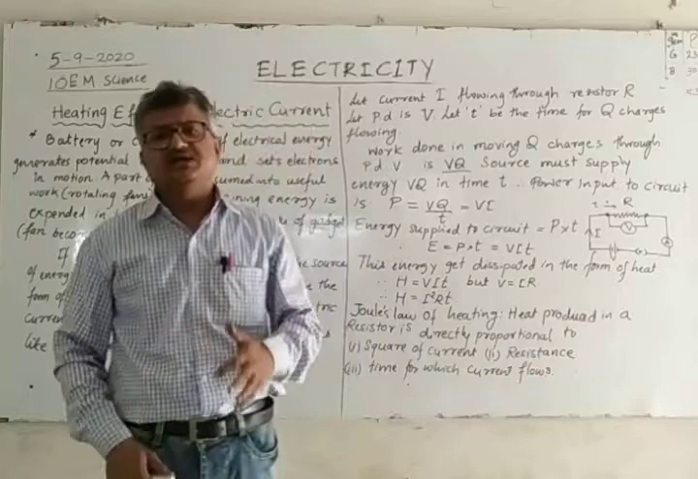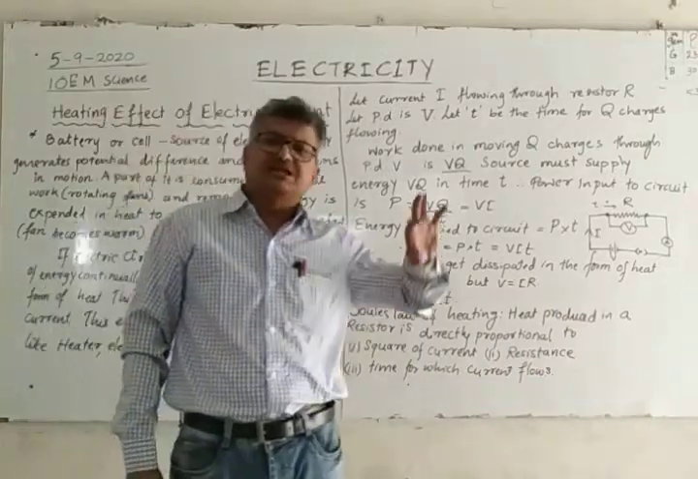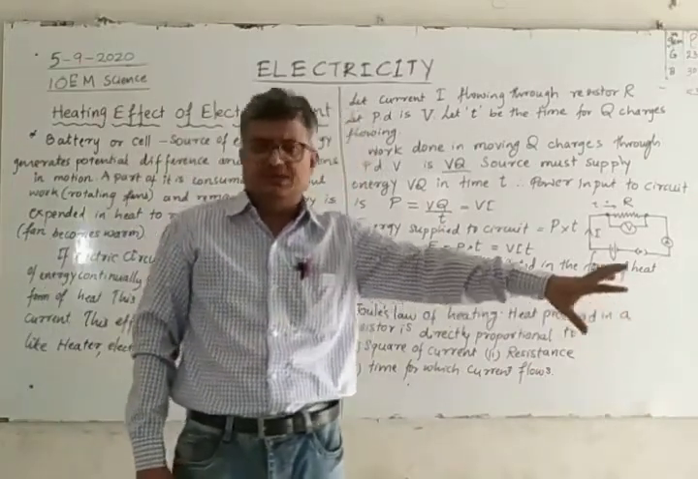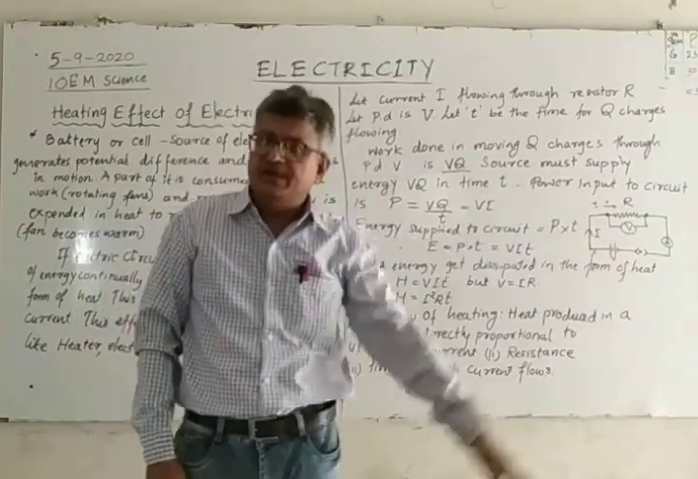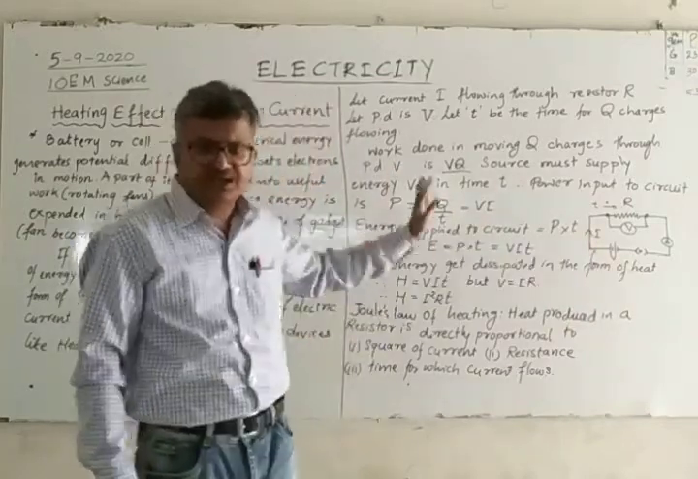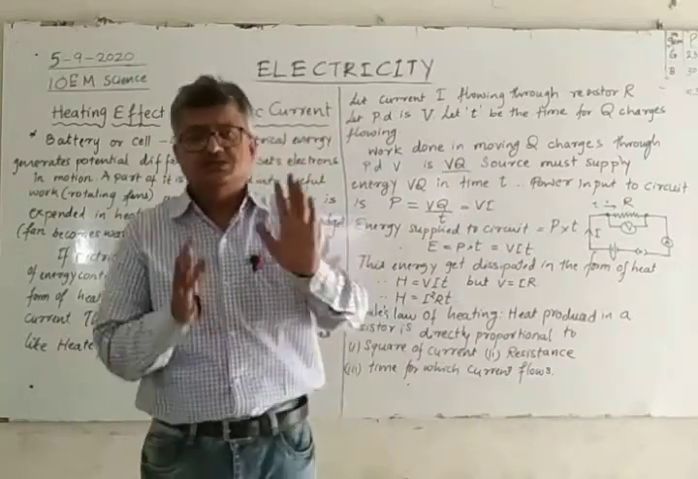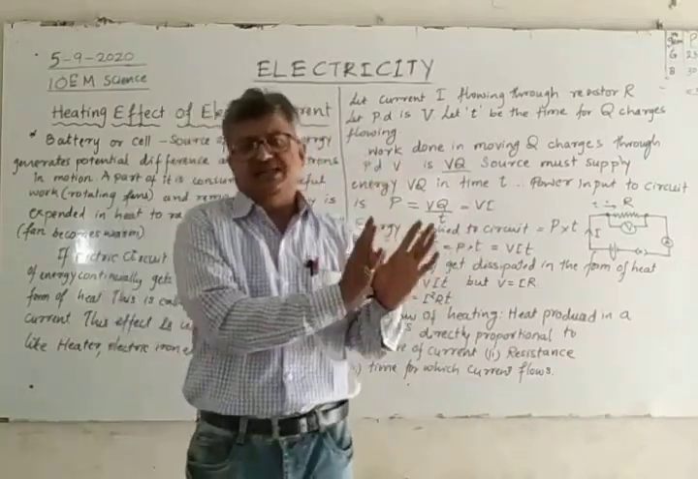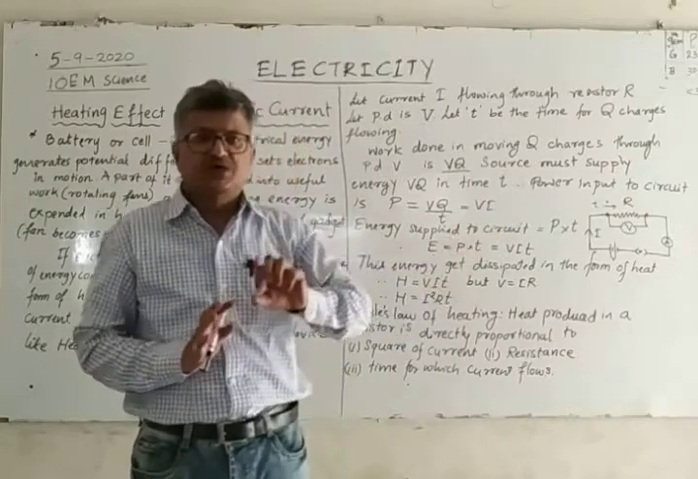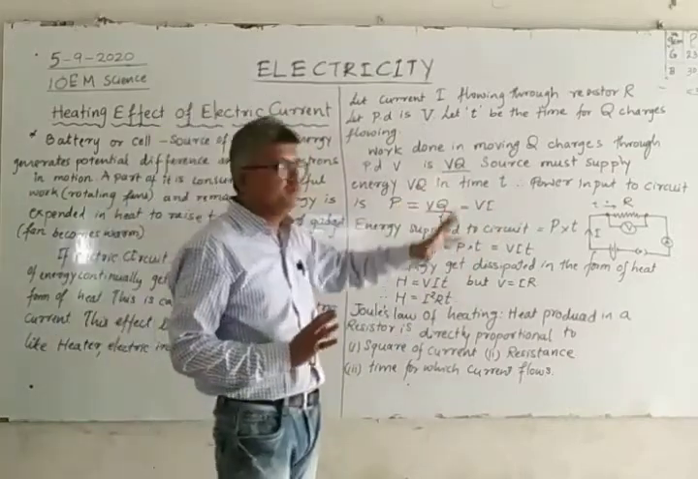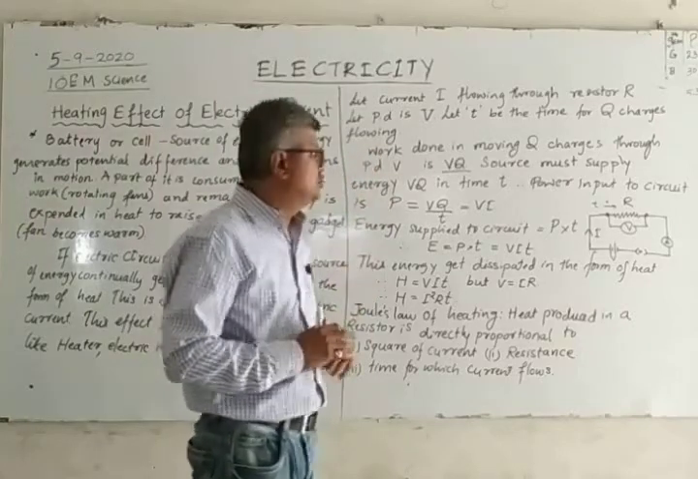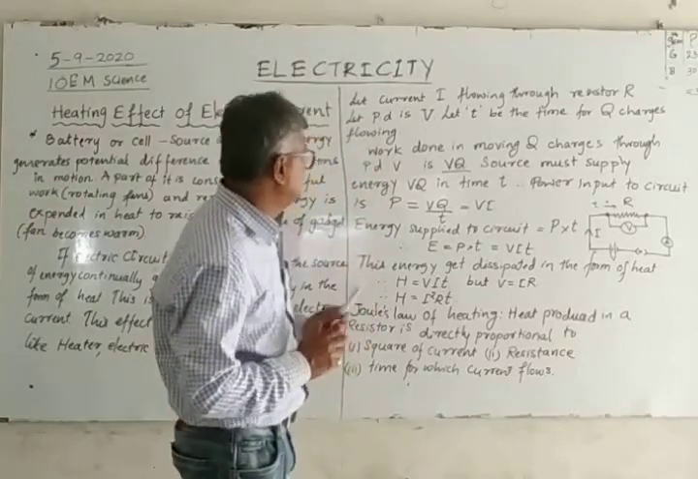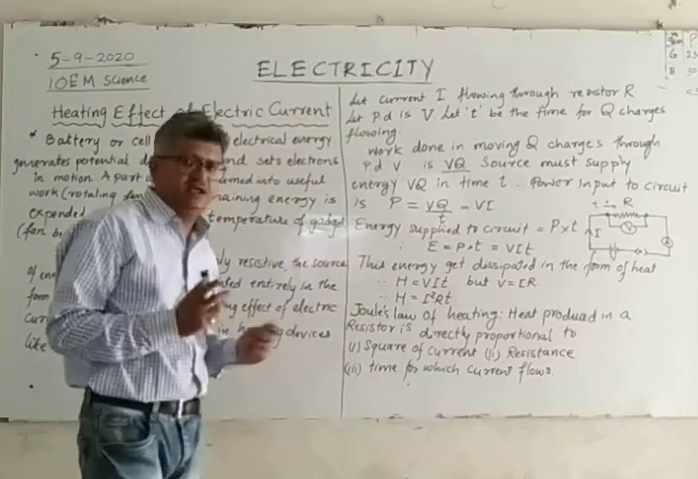So how much work is done per charge? How much energy is supplied to each charge? That much work will be done. So energy supplied is in the form of voltage. So how many charges are there? Q charges are there. If you multiply V into Q, it is nothing but the work done in moving Q charges. The source must supply energy VQ in time T.